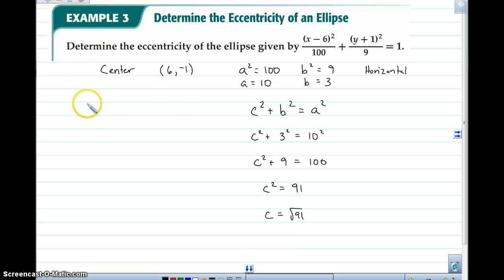Once you solve for c, it's really easy to find the eccentricity using your formula. The eccentricity E is equal to c over A. So we just plug in c and A. C was the square root of 91. A was 10. We almost always express this as a decimal, so I'm taking out my calculator now. I'm going to type in square root of 91 divided by 10. 0.95.